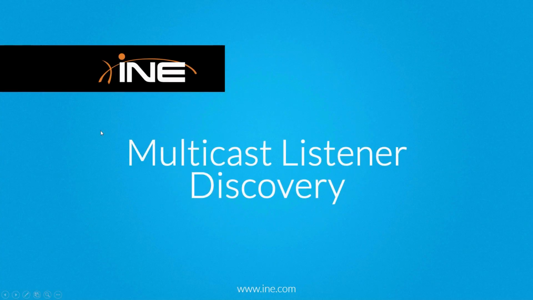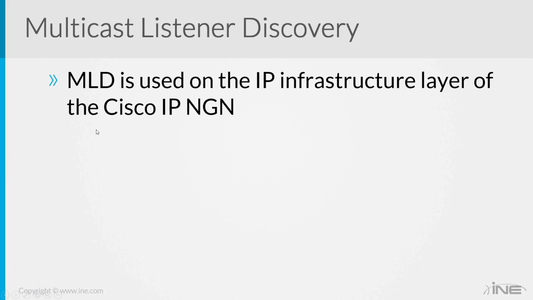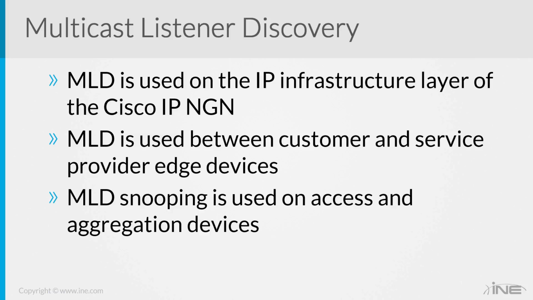In this video, we're going to take a look at multicast listener discovery. Now, multicast listener discovery is used on the IP infrastructure layer of the IP next generation network. It is used between the customer and the service provider edge devices. MLD snooping is used on access and aggregation devices.